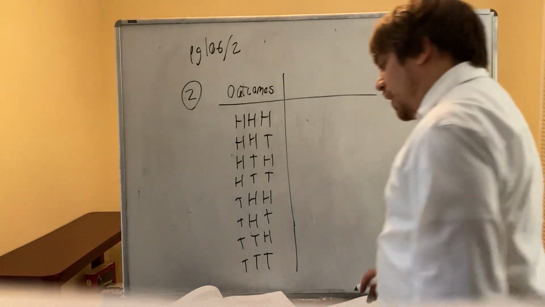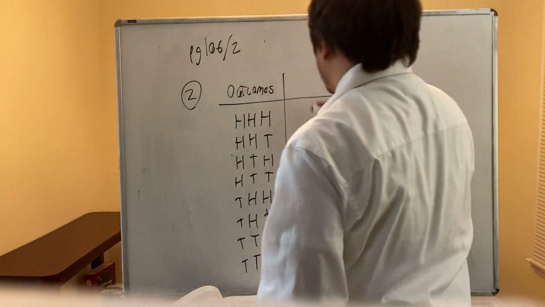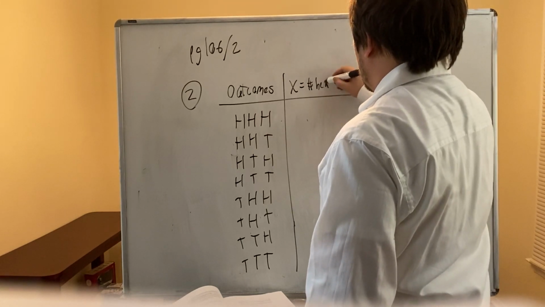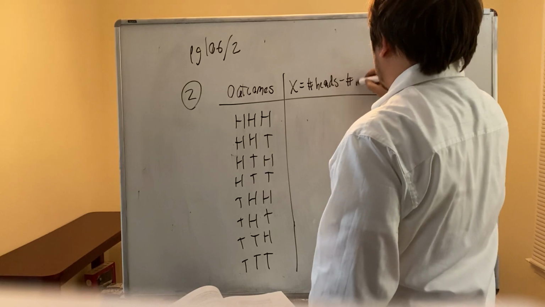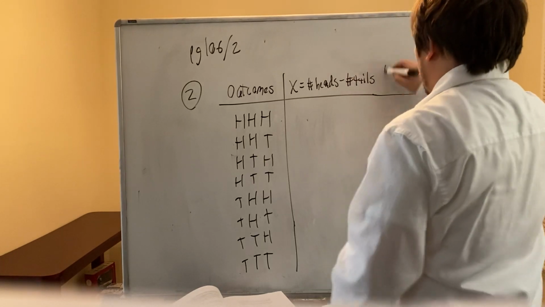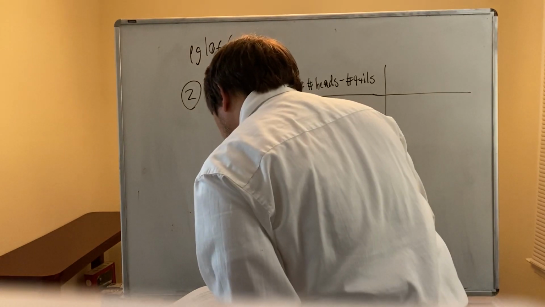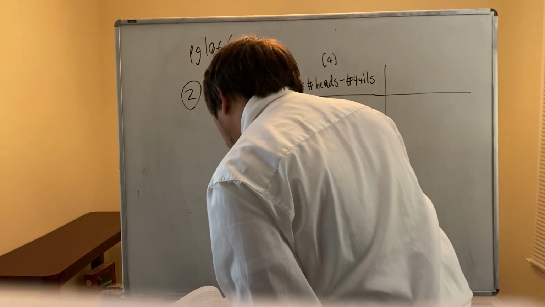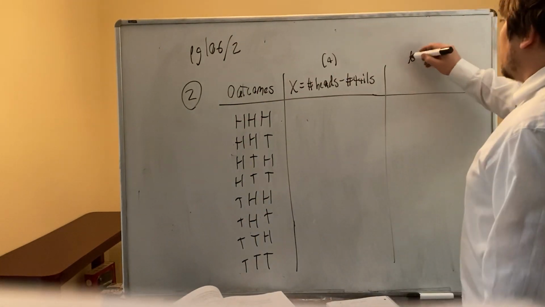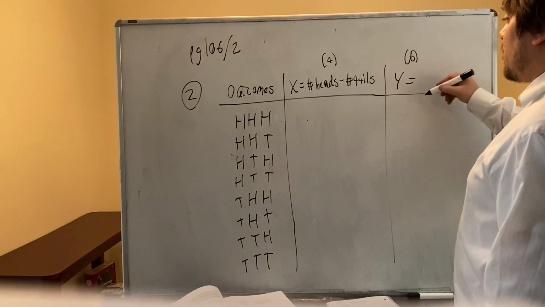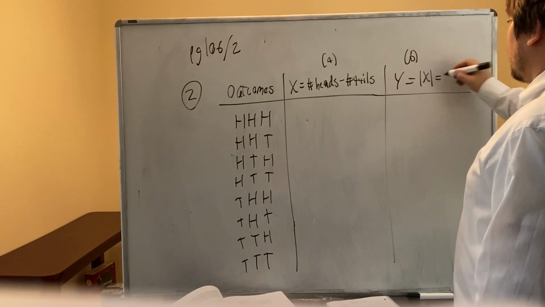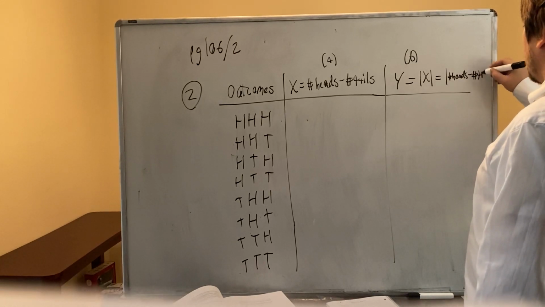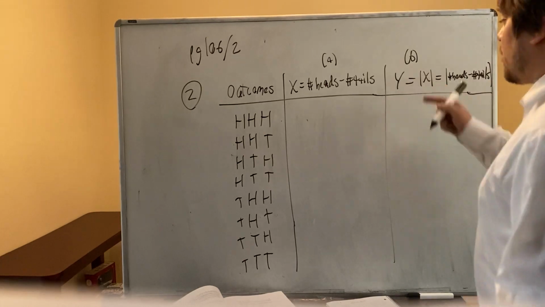Now for each outcome, X, this column, is the number of heads minus the number of tails. So that's for part A. For part B, Y is the absolute value of the difference of the number of heads and tails. So let Y be the absolute value of X. Y is just the absolute value of X.